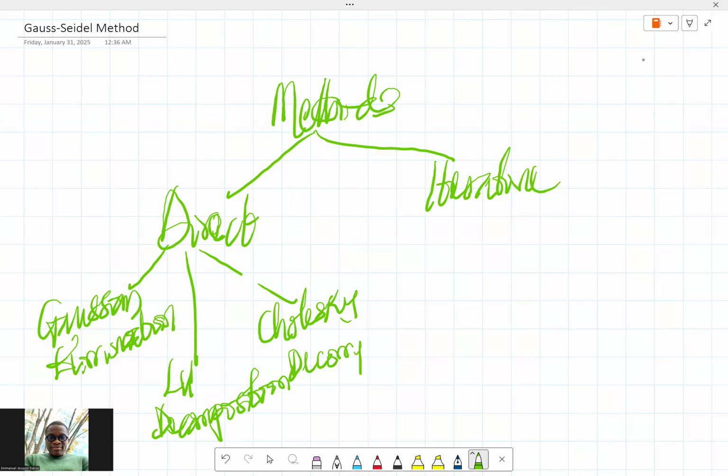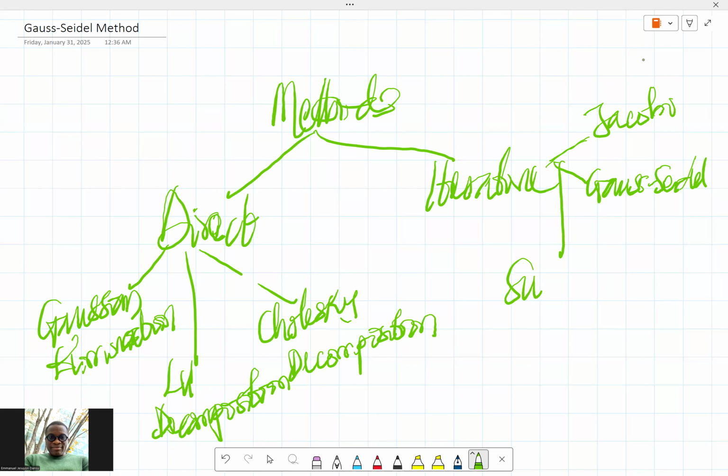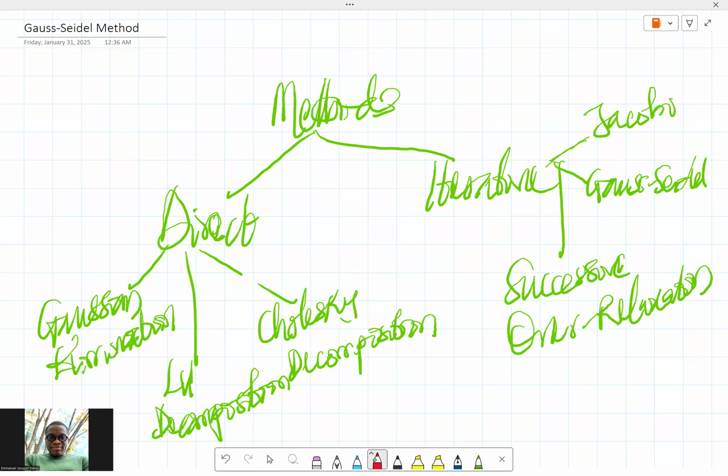Okay, and that is why Cholesky decomposition is only useful when the coefficient matrix of whatever problem you're solving is symmetric and positive definite. So you have to check for the symmetricity and the positive definiteness before you start doing anything in that situation. So for the iterative methods, we have Jacobi method, we have Gauss-Seidel, and we have successive over relaxation.